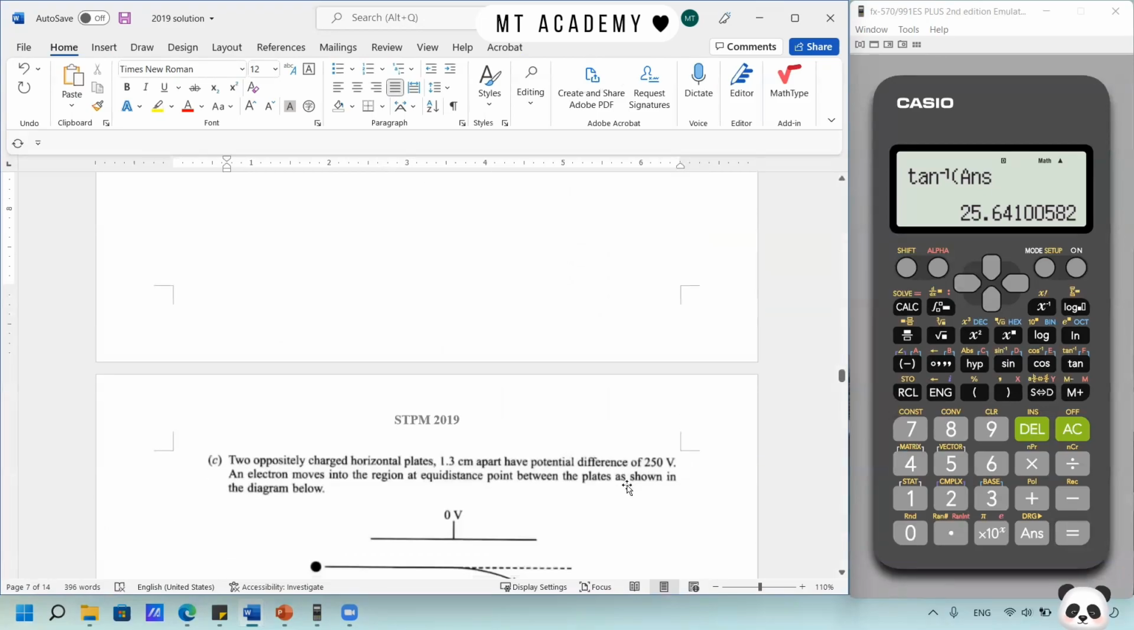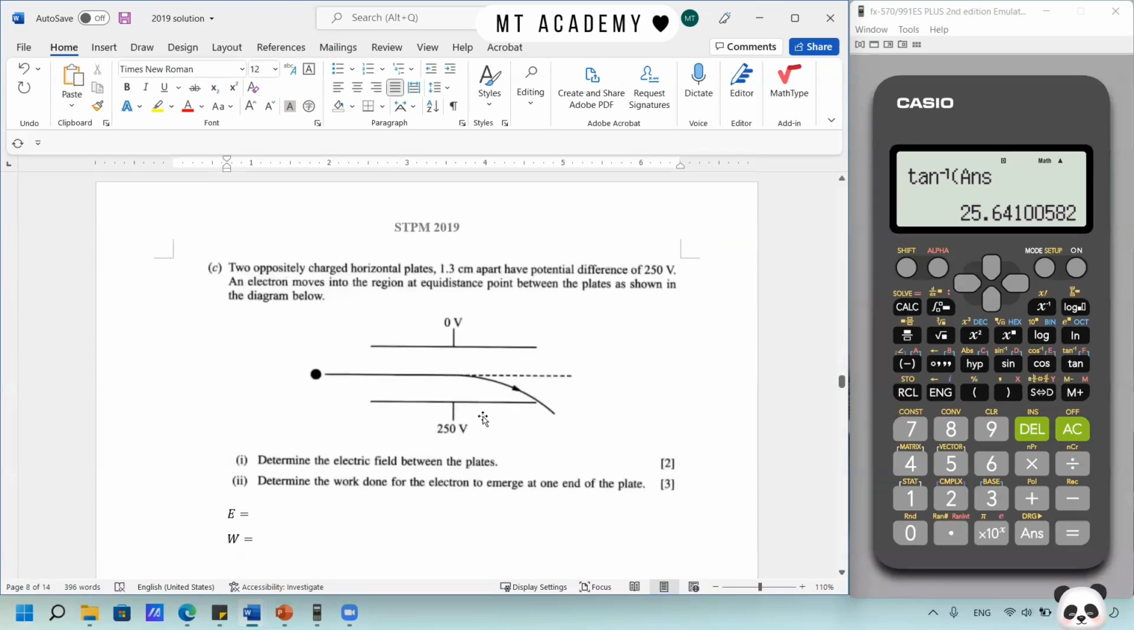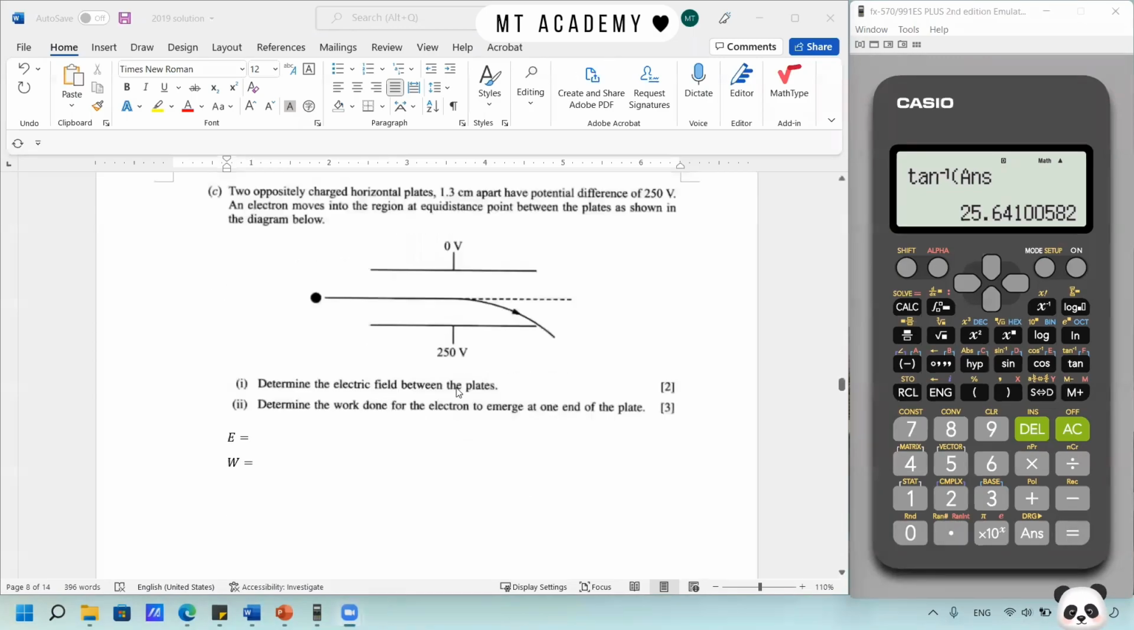Okay, so proceed to the next question, C. Two oppositely charged horizontal plates 1.3 centimeter apart have a potential difference of 250 volt. An electron moves into the region at equidistance. Equidistance means that the distance between each plate and the position is the same, like the locus that we have learned, equidistant. As shown in the diagram below, determine the electric field between the plates. I think this is quite straightforward.